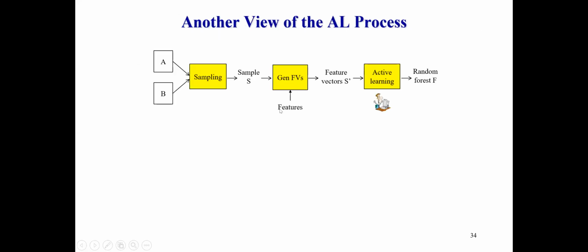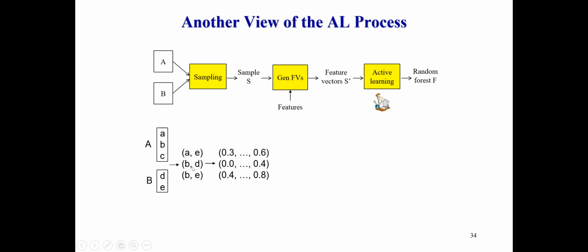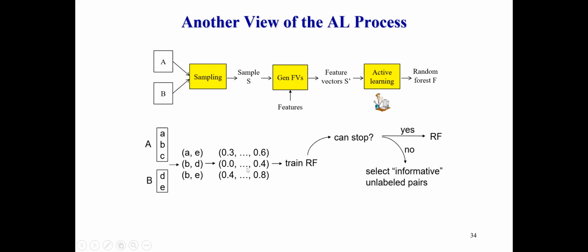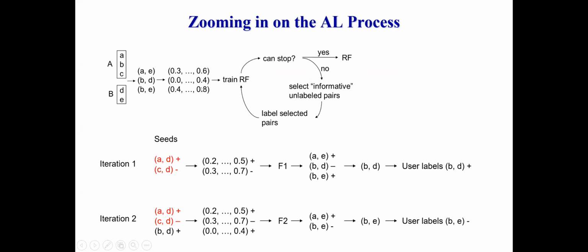Okay, so let me give a quick example. Let's say I have 2 tables A and B, where A has 3 tuples and B has 2. Let's say I take a sample, not random, a sample of 3 tuple pairs. I convert them into feature vectors. Now I actually do the active learning on this. So let's zoom in on the active learning a little bit. Again, I have the feature vectors from the sample.